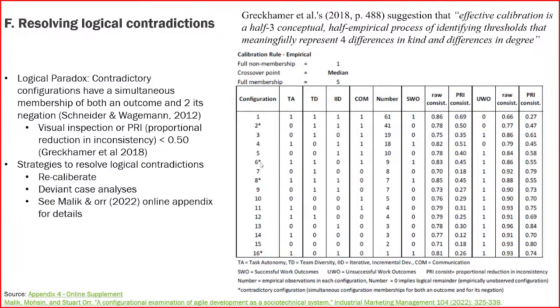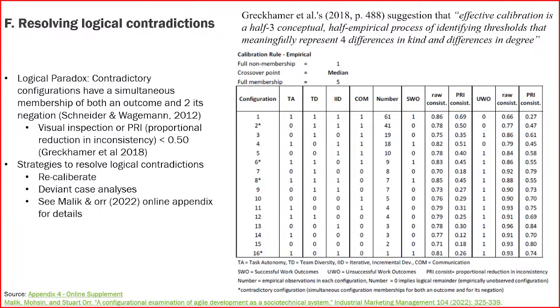So what you're seeing here is the sixth configuration with TA yes, TD yes, IID no, and so on. So this is one configuration. You would be able to see that it is 1 for the presence of an outcome and also for the negation of an outcome, which is a logical contradiction. One configuration cannot contribute to both the presence and absence of the outcome. That means there is something wrong with our approach or our data. So we call that contradictory configurations. They should not exist. So how to detect that?